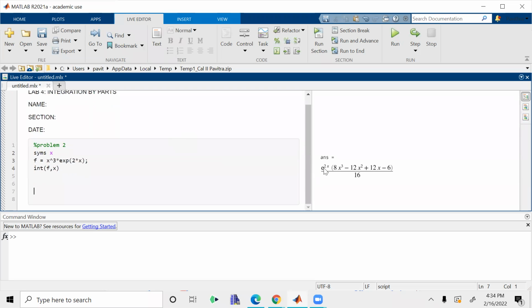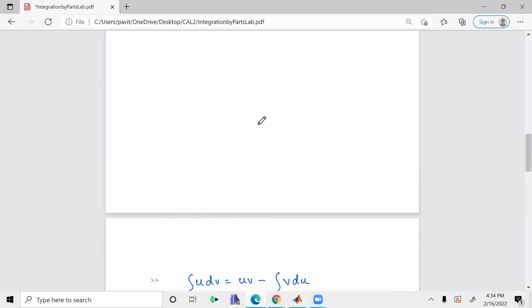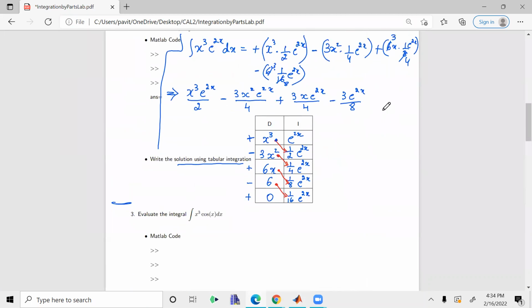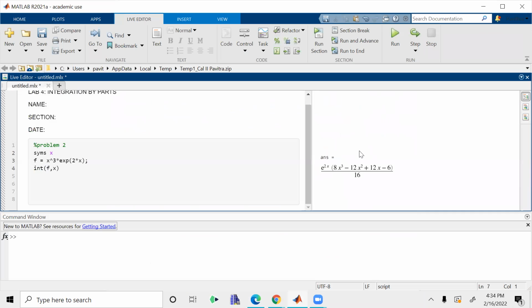Remember, when we solved problem 2, I just kept it in a different form, right? This was not the simplified form, right? So Matlab will give you the solution in the most simplified form. Okay, both are correct.